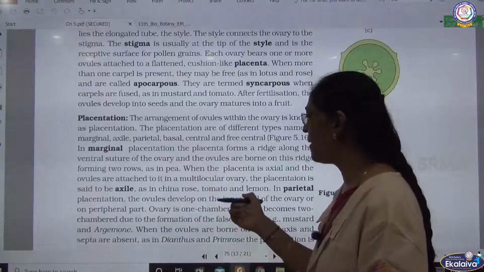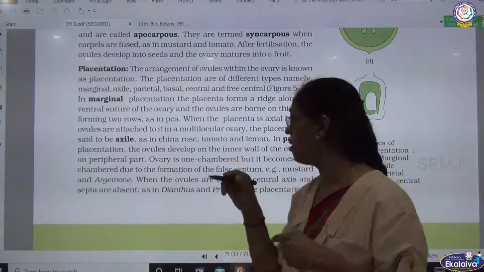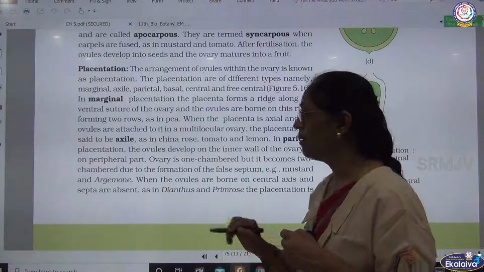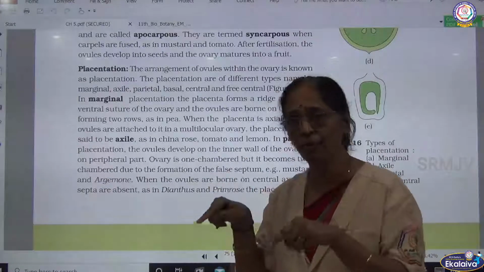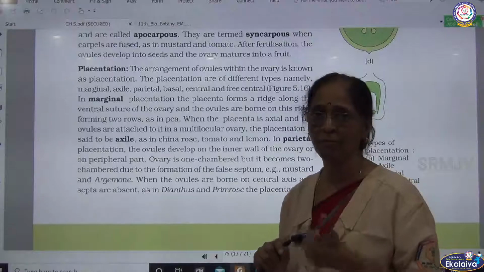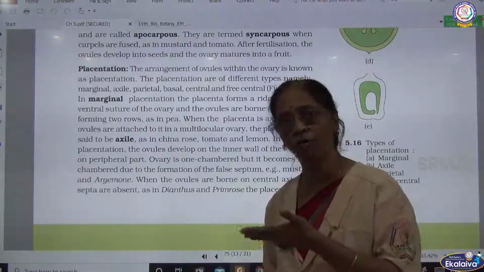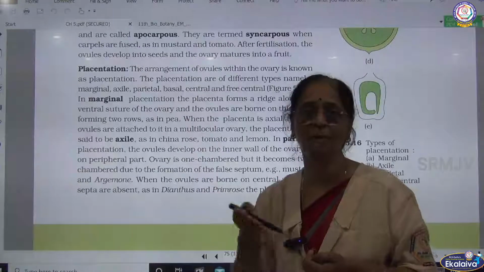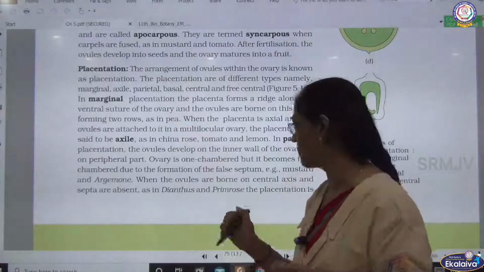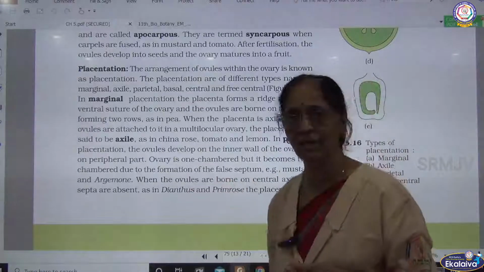And in parietal placentation, the ovules develop on the inner wall of the ovary, at the peripheral part. The ovary may be one chambered, but sometimes it may become two chambered due to the formation of a false septum. A septum is nothing but a wall that has developed, which you can find in mustard and argemone.